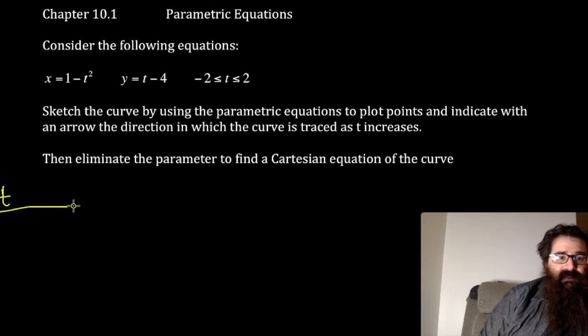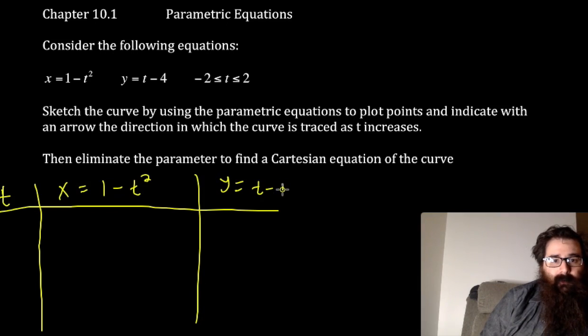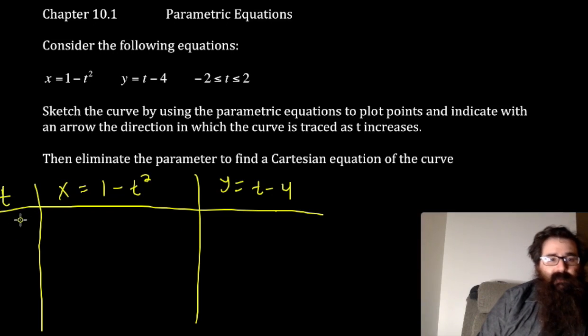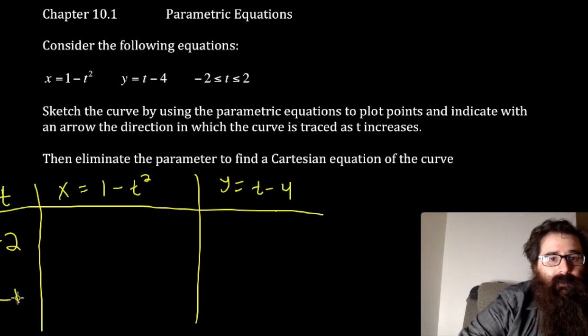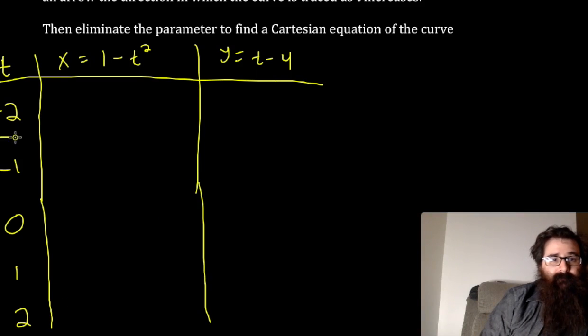And I'll start with t values. But then for each t value, I should be able to solve for x, where x is 1 minus t squared. And I should be able to solve for y, where y is t minus 4. I could really pick t values as I see fit, but I want to keep in mind that t is from negative 2 to 2. I'm just going to use integers then. So I'll use negative 2, negative 1, 0, positive 1, positive 2. And this should hopefully be enough to give us reasonable information to work with.